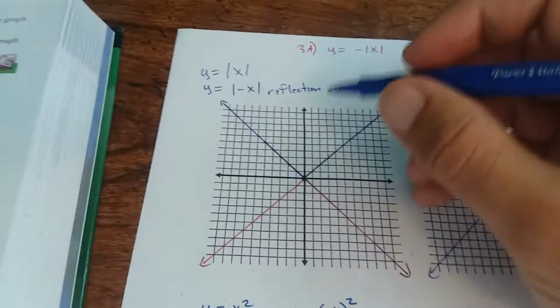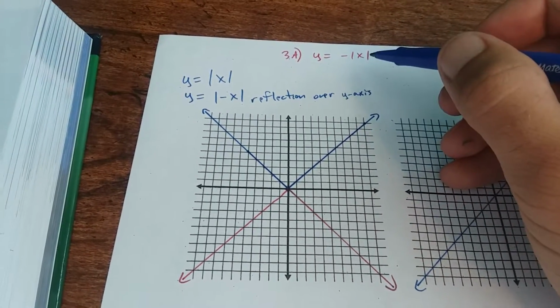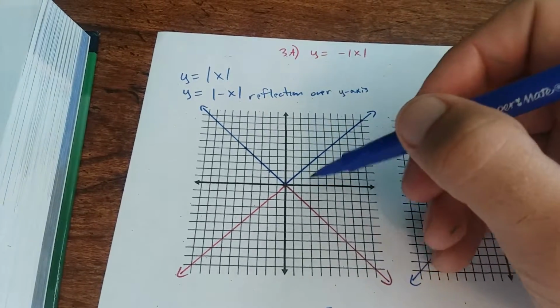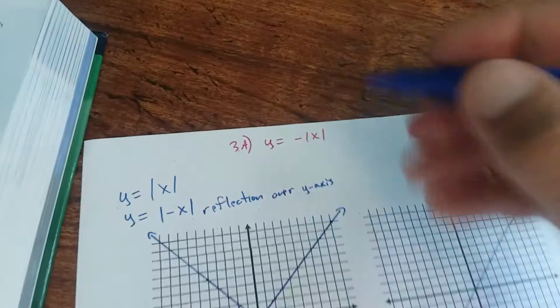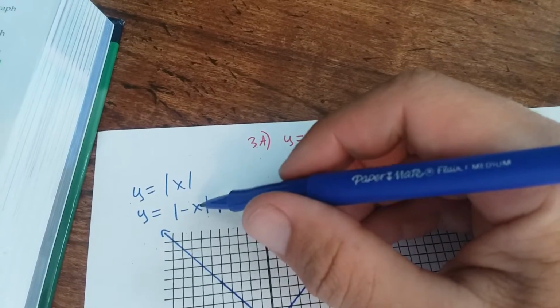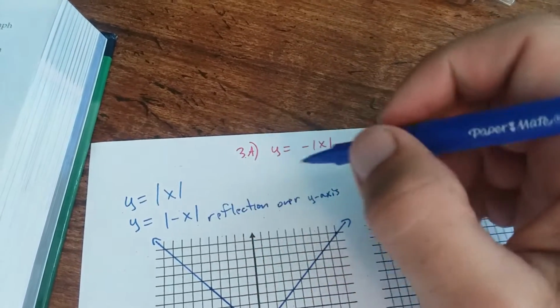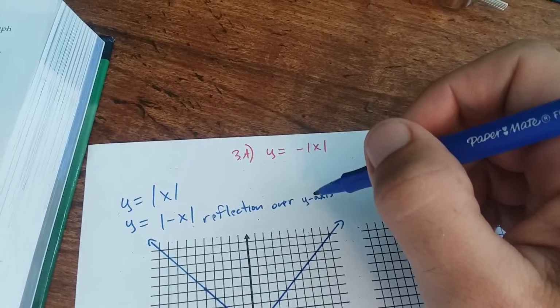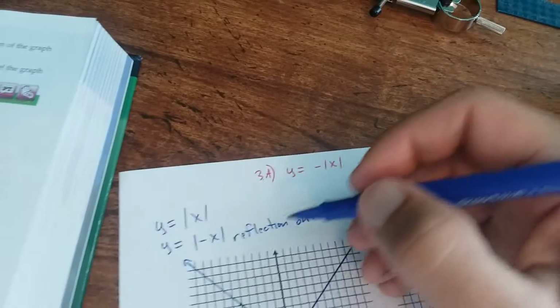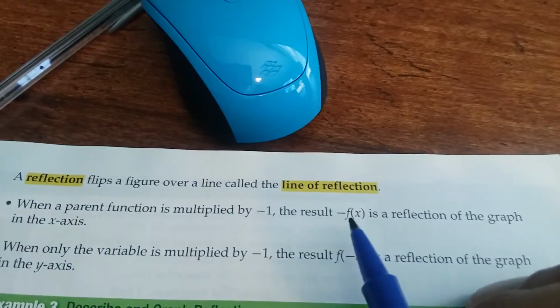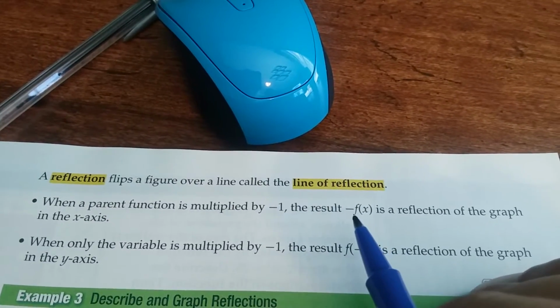But then if you look, when the negative is on the outside of the absolute value signs, you flip it over the x-axis. So when you're inside parentheses or inside absolute value signs, you're reflecting over the y-axis. It has to be so that you're multiplying the entire function by a negative 1.